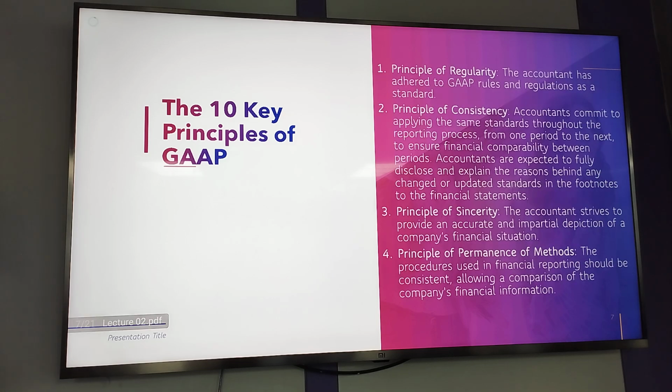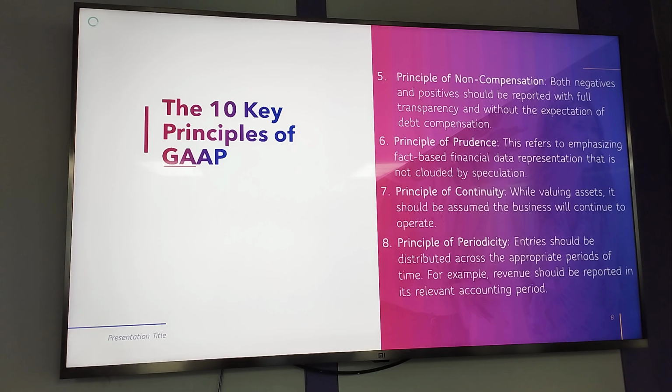Non-compensation, both negatives and positives should be reported with full transparency and without the expectation of debt compensation. Next one, this refers to emphasizing fact-based financial data representation that is not clouded by speculation.